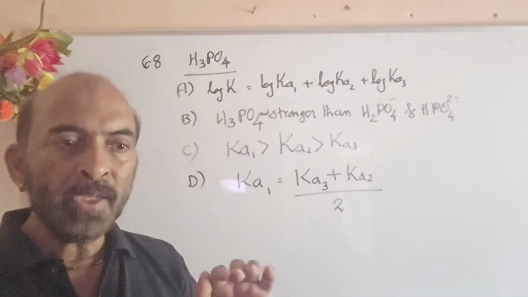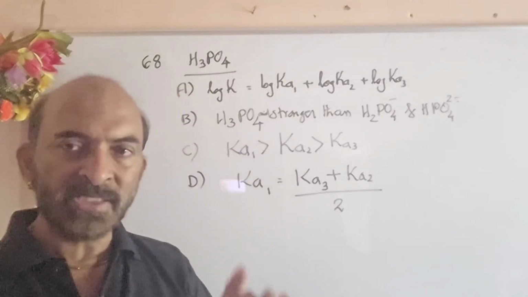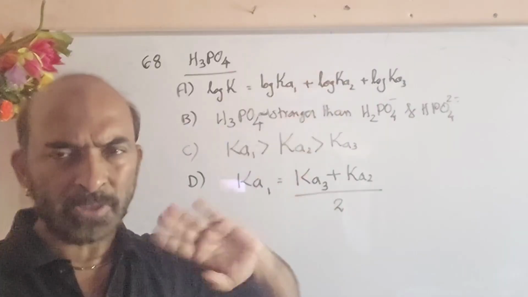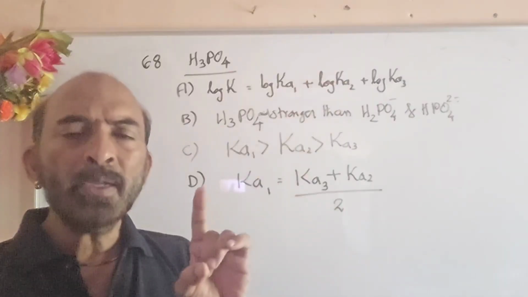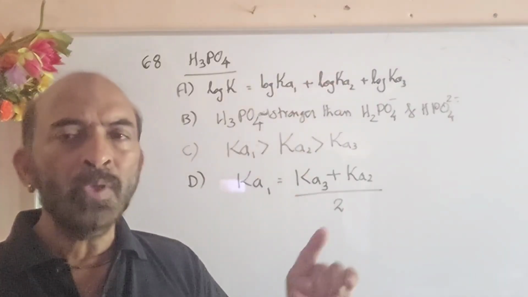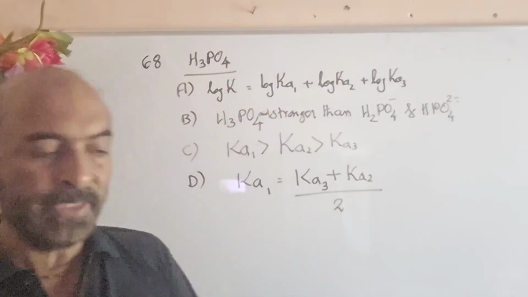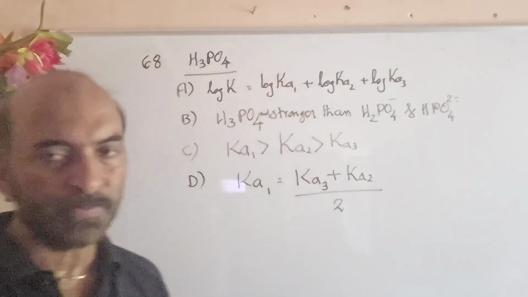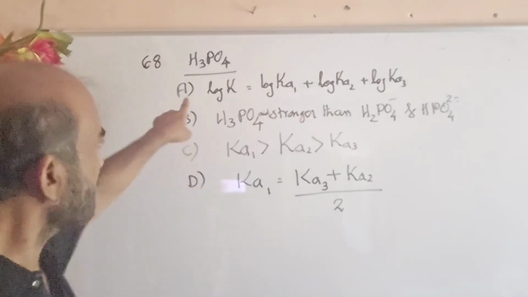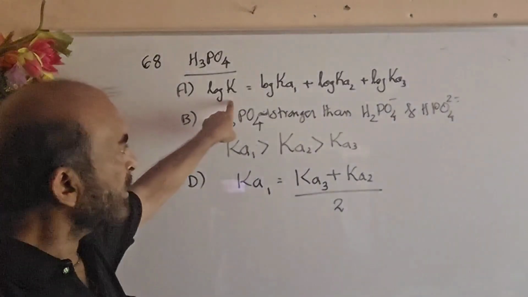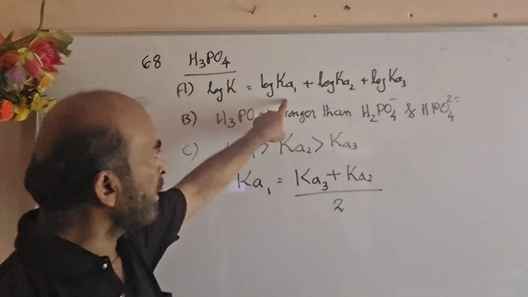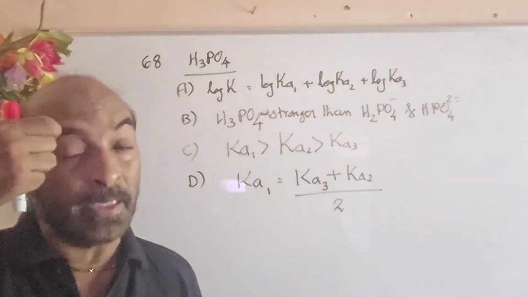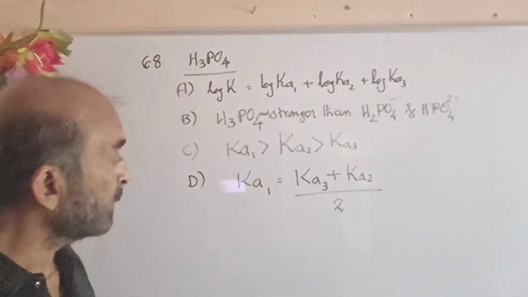The corresponding ionization constants for the first stage, second stage and third stage of H3PO4, I haven't written those explanations on the board, are Ka1, Ka2 and Ka3. The first stage ionization constant, second stage ionization constant, and third stage ionization constant are respectively them. Then the first statement A, log K is equal to log Ka1 plus log Ka2 plus log Ka3. Is that statement correct? Yes.